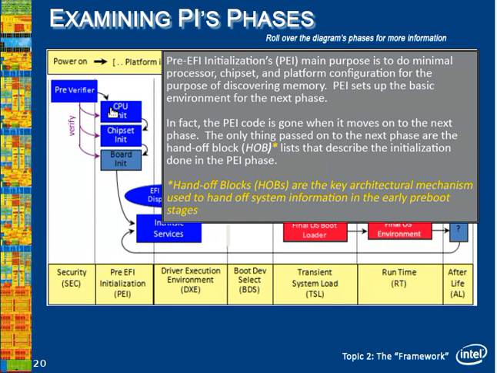Pre-EFI initialization, or PEI, is Pre-Extensible Firmware Interface Initialization, and its main purpose is to do minimal processor, chipset, and platform configuration for the purpose of discovering memory. PEI sets up the basic environment for the next phase. In fact, the PEI code is gone when it moves on to the next phase. The only thing passed on to the next phase are the handoff block lists that describe the initialization done in the PEI phase.